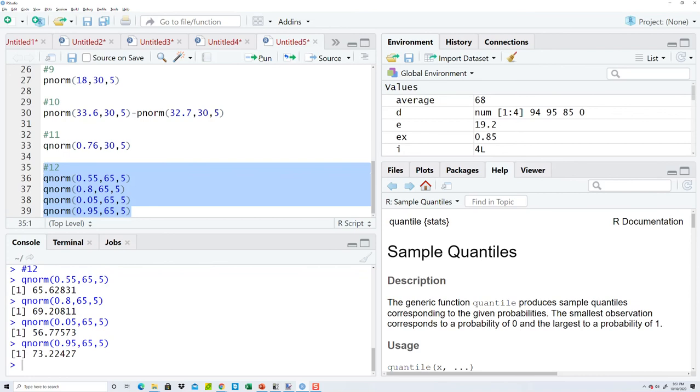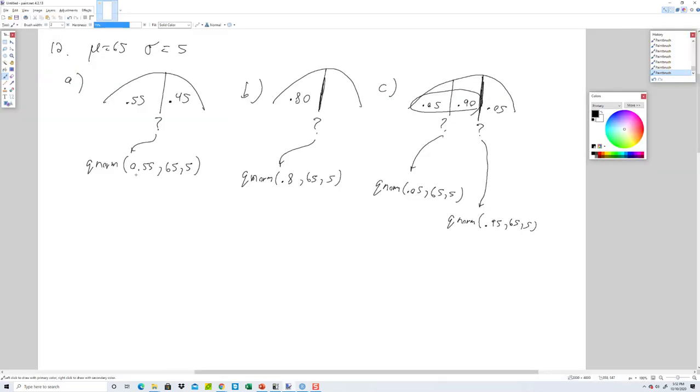And run those. First value would be 65.63. Next one would be 69.21. Then 56.78 and 73.22. Going from left to right.